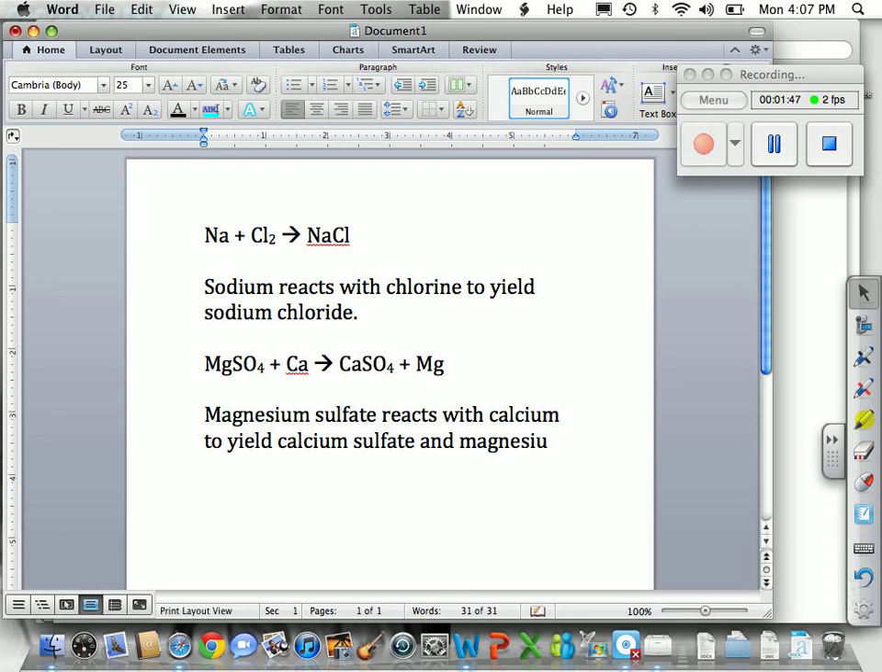is to translate the formulas into written equations.